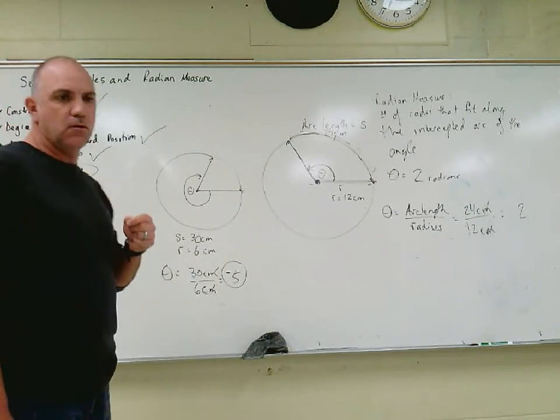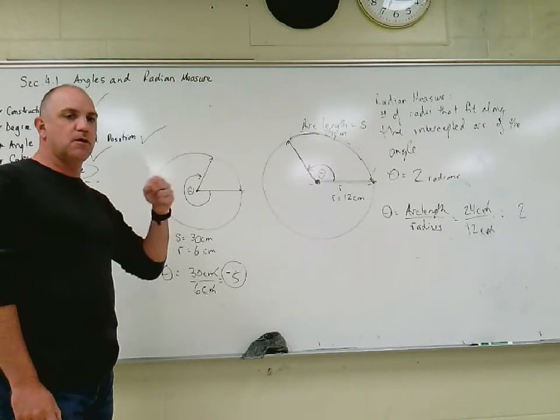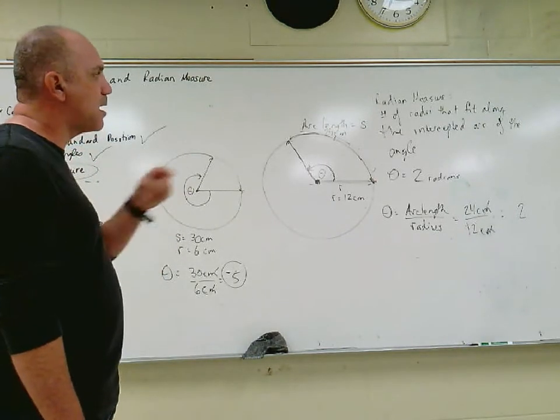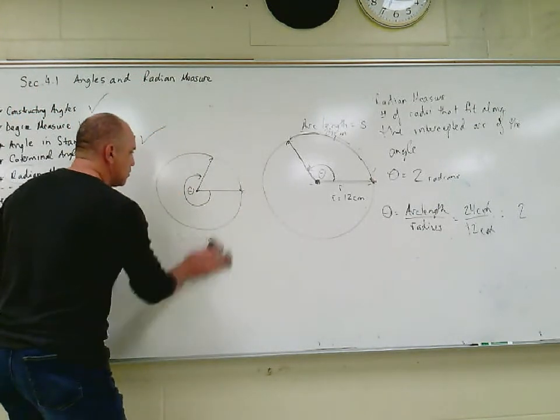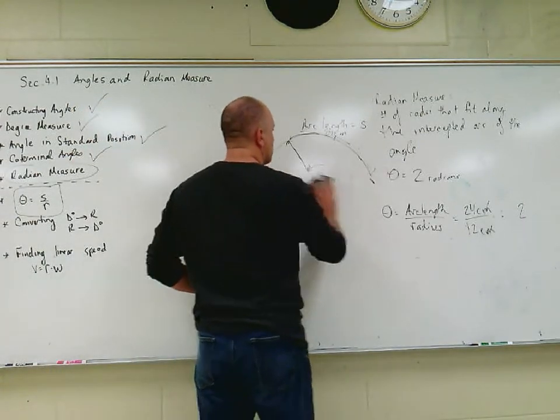But a lot of you, if you have had some experience with radian measure, you'll know that the symbol pi is used somehow. So let's talk about how pi comes into play and why pi is used so much when we talk about radian measure. So let's look at that real quick.